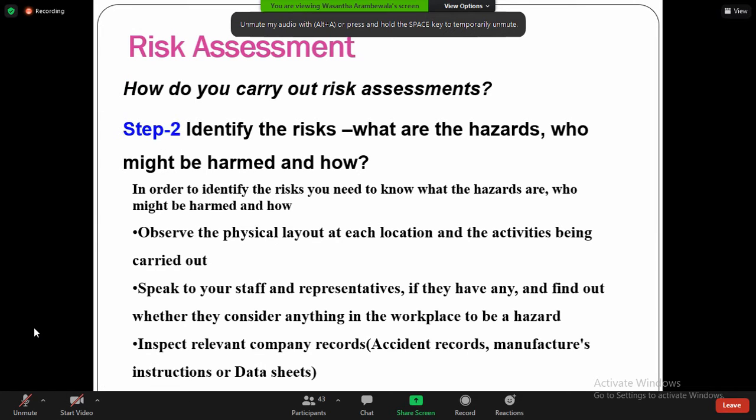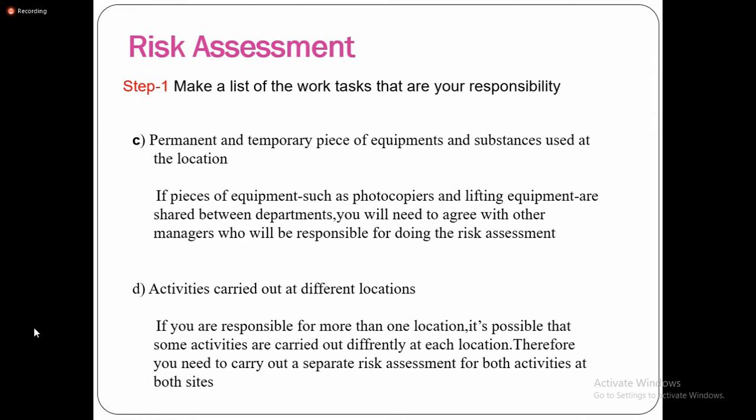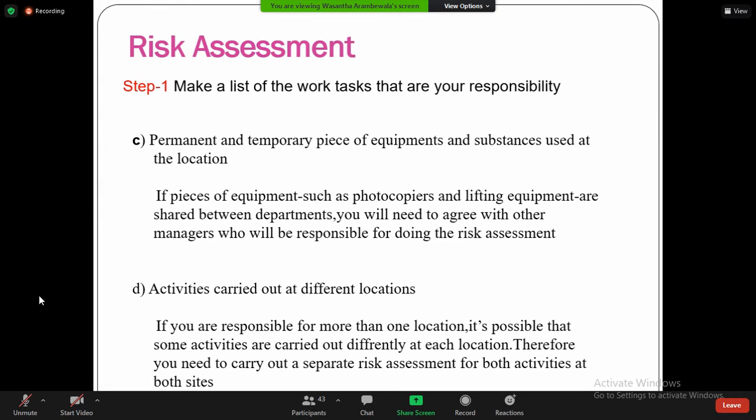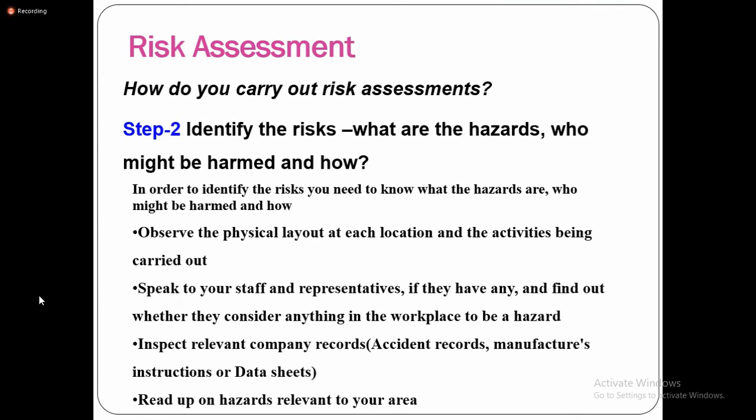Right, second step. Now, first we can list out the work tasks that you are responsible for. Second, identify the risk. That means basically hazard identification. Who might be harmed and how.